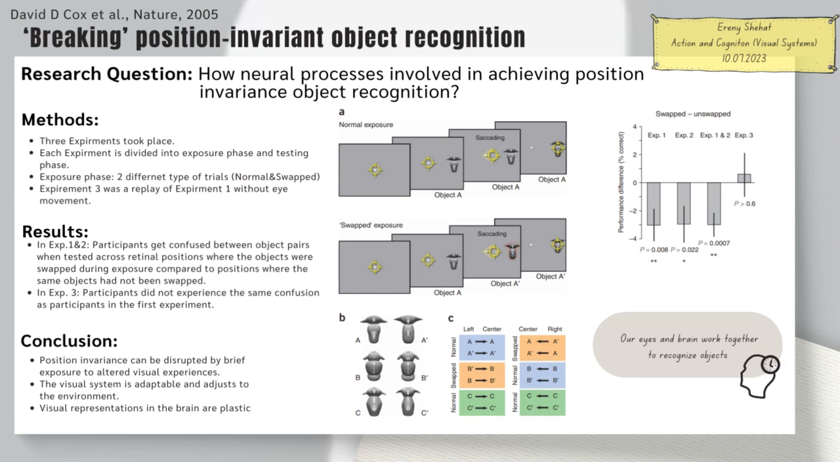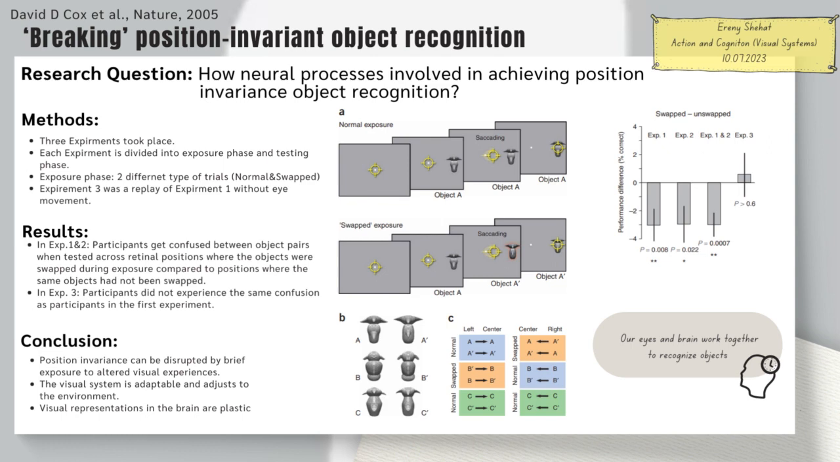Objects can be recognized regardless of their position on the retina, but we don't know much about how this works. The main question in this paper is what are the mechanisms behind this ability and what neural processes are involved in achieving this? Let's talk about the methods.